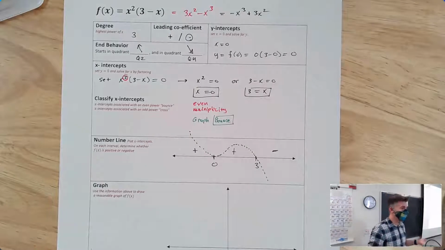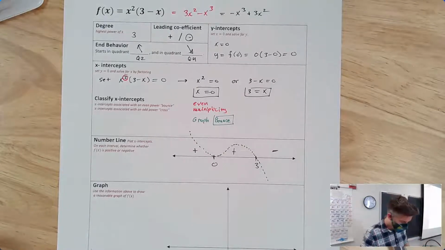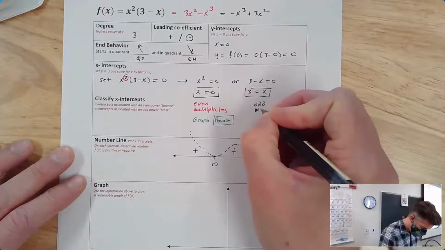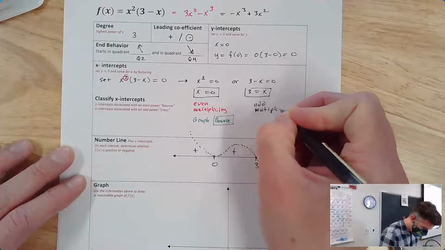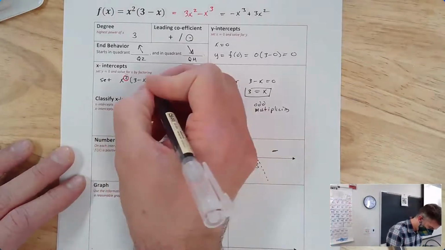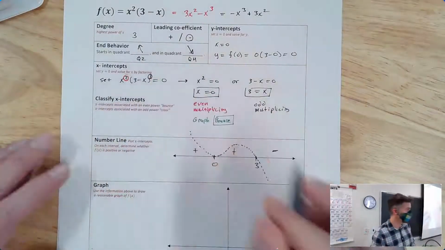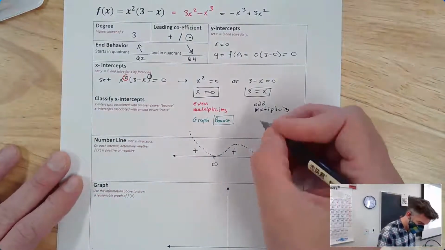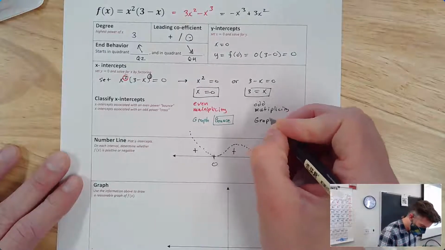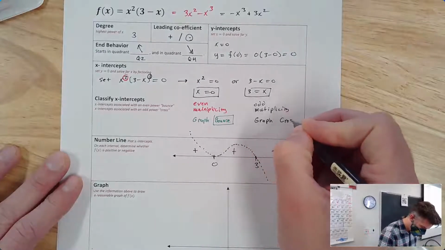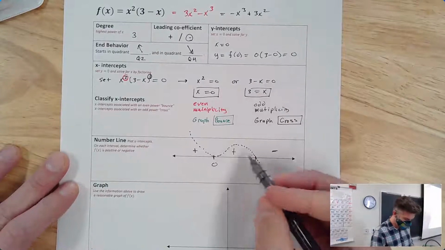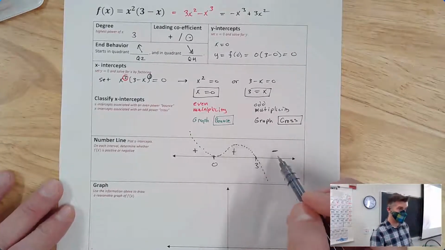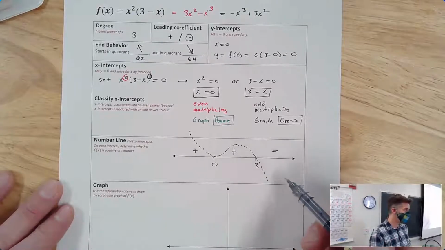For the other intercept, we're going to have a different behavior. The other intercept, we have odd multiplicity because it came from the 3 minus x raised to the first power, which is an odd power. And when we have odd multiplicity, the graph is going to cross, like it does right here, because we go from one sign to the other sign. We go from above to below or below to above.